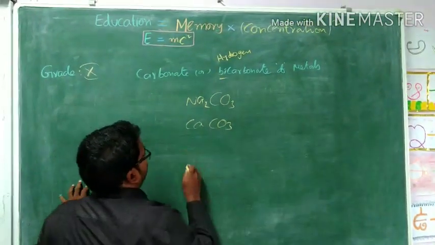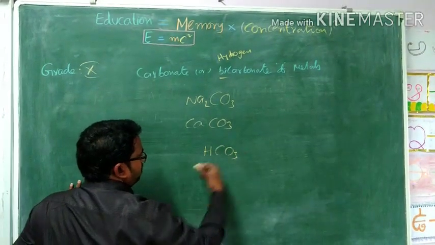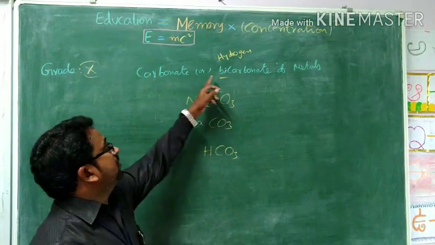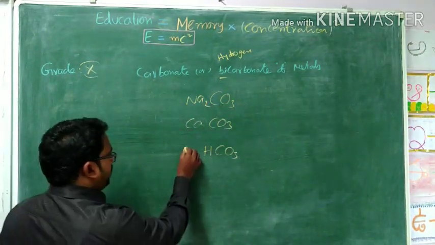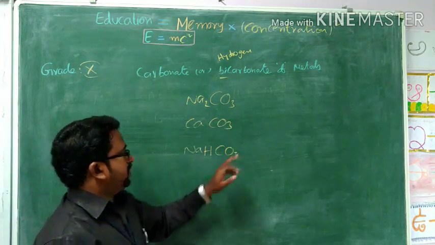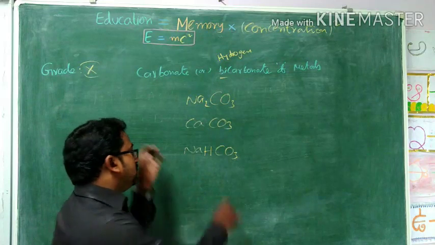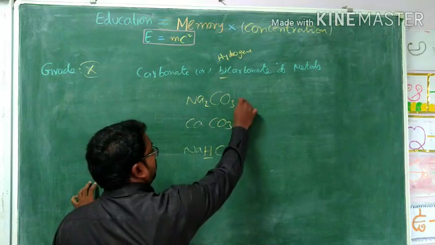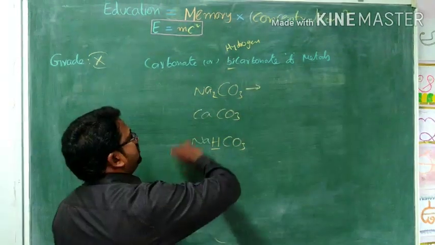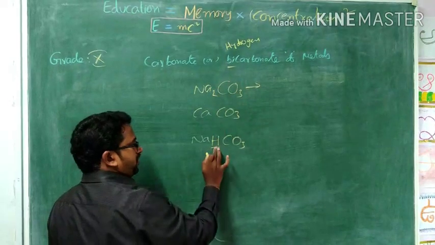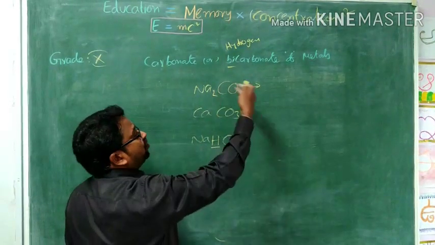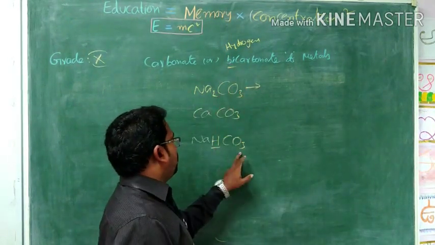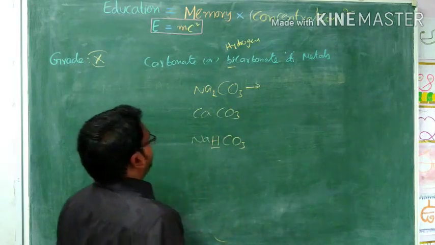Now, bi means hydrogen should be there. So HCO3 is called bicarbonate. Whose bicarbonate? Metal bicarbonate. Take a metal. Sodium bicarbonate, or sodium hydrogen carbonate. Okay, there is a common name for this. What do you call the sodium carbonate? CO3 means carbonate, HCO3 means bicarbonate or hydrogen carbonate. Whenever hydrogen is present, you consider the bicarbonate or hydrogen carbonate.